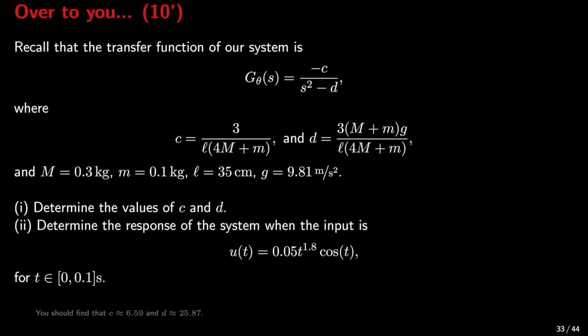Firstly, I want you to start by determining the values of c and d. You should find that c is approximately 6.59 and d is 25 point something. Just be careful here with the units of measurement. Next, you need to determine the response of the system when the input is u of t equals 0.05 times t to the 1.8 times cosine of t.